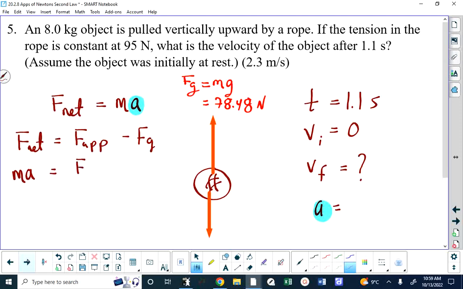This is the applied force. This is mg. Well, actually, I don't think we even need to put mg anymore because we've calculated it, right? But we can put in the 8 kilograms. Remember, we're after the acceleration. Then the 95 newtons minus the 78.48. So if I subtract those two forces, I get the net force. Then I divide by the mass to get the acceleration.